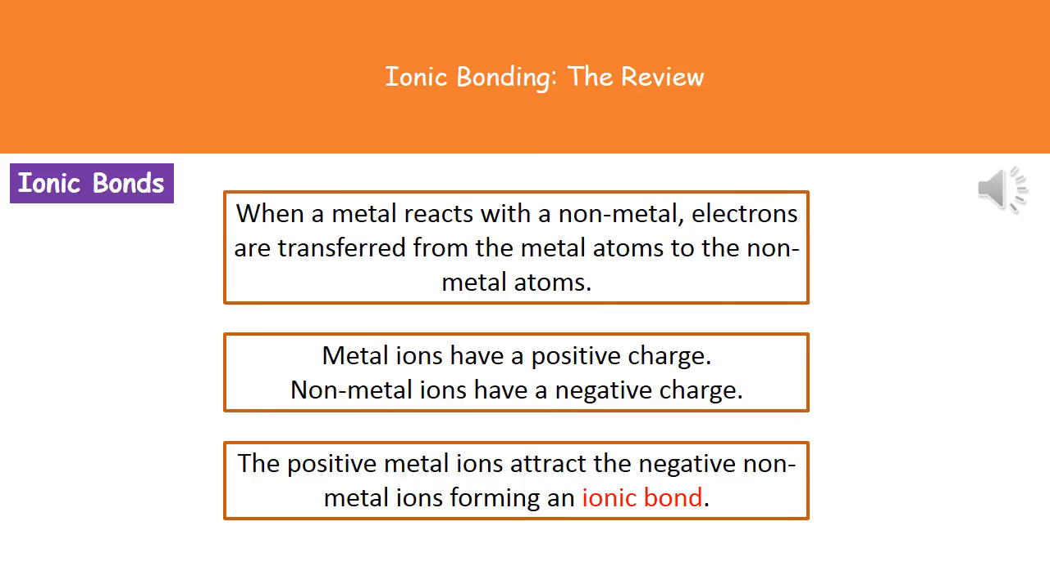What we actually find then is, if we're going to have a reaction between a metal and a non-metal, then electrons are going to be transferred and they're going to move from the metal atoms to the non-metal atoms. So our metal atoms will lose electrons and therefore they will have a positive charge on their ion, and then our non-metal atoms are going to gain electrons, and that means that the non-metal ions have a negative charge. So our metal ions with a positive charge and our non-metal ions with a negative charge then attract towards each other, and that forms this thing called an ionic bond.